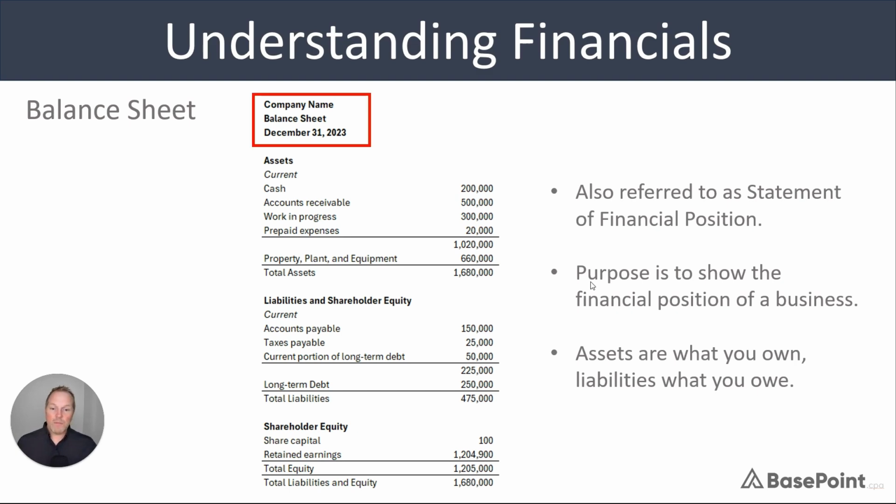So looking at the anatomy of a balance sheet, again, similar to the income statement as we saw, you're going to have your company name up top, the name of the financial statement, so here it is balance sheet, and then you'll have the date that it's relevant to. So this is going to be a snapshot at a particular point in time.